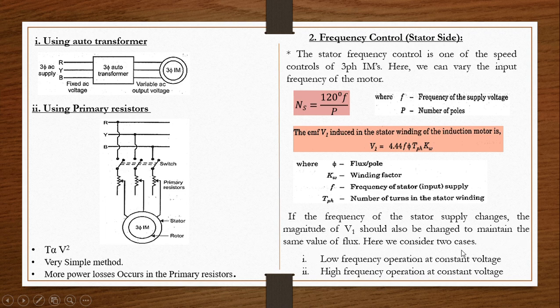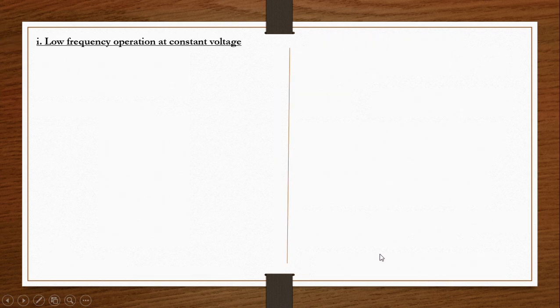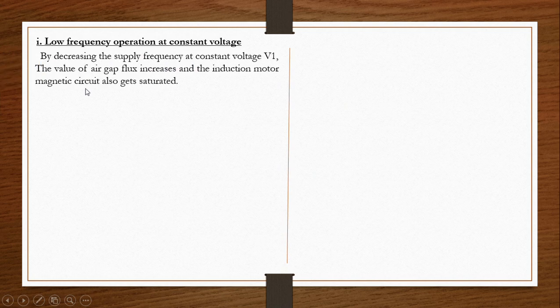Here we consider two cases: stator side frequency control is again classified into two. First one for low frequency operation at a constant voltage, next one for high frequency operation at a constant voltage. Let us take the first one, low frequency operation at a constant voltage. Here frequency value gets decreased, supply voltage V1 is maintained at a constant level, but the flux increases.